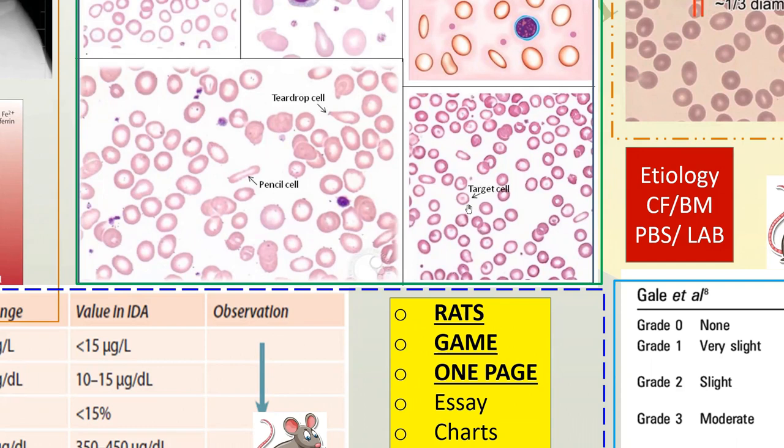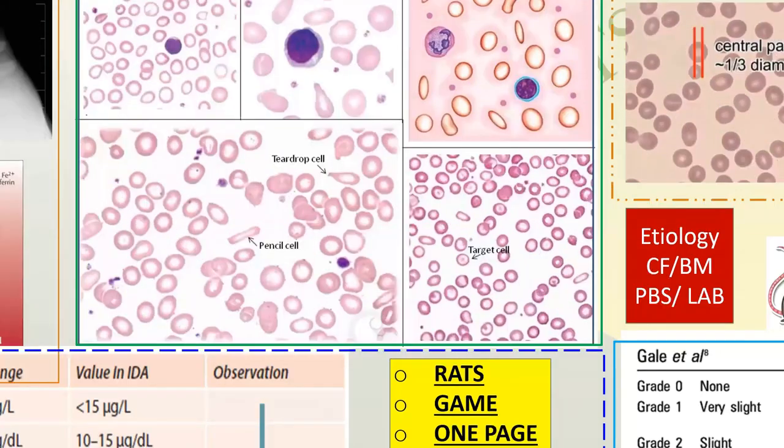Sometimes there can be target cells. This again is microcytic hypochromic. We should be very careful because there is one differential diagnosis, namely beta thalassemia, which will be having exactly the same picture. But the patient will be a child and there will be a history of jaundice.